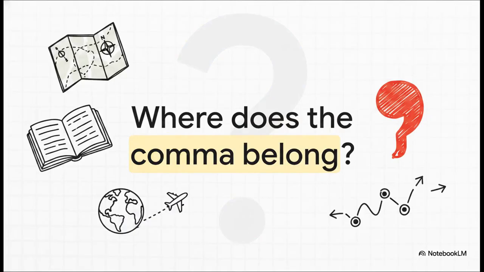Moving right along to mini quiz 2, commas. Where does the comma belong in this sentence? Wherever he travels, he brings a book. Take a close look at the position of that dependent clause. Okay, the comma belongs immediately after the word travels. Because the adverbial clause, wherever he travels, is sitting in that initial position, our strict formatting rule demands a comma right before the main clause begins.